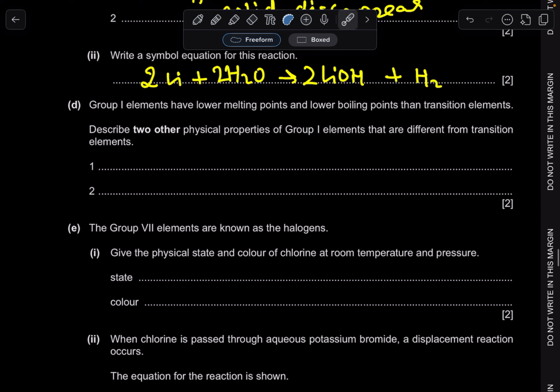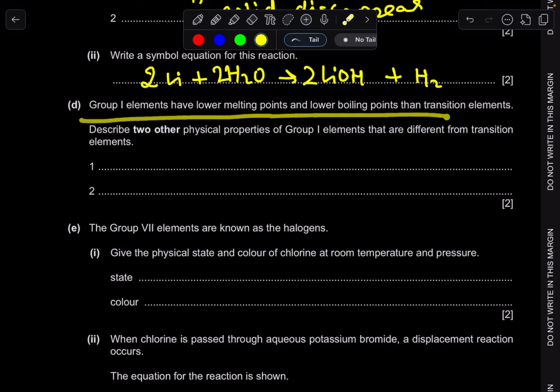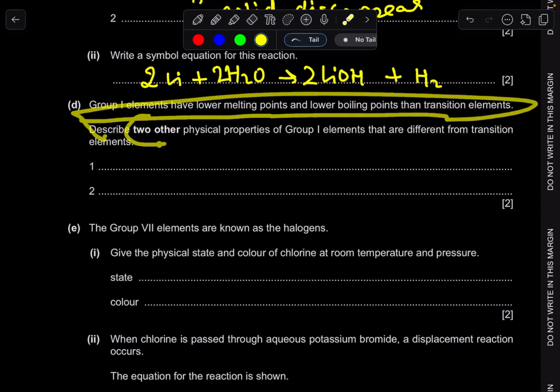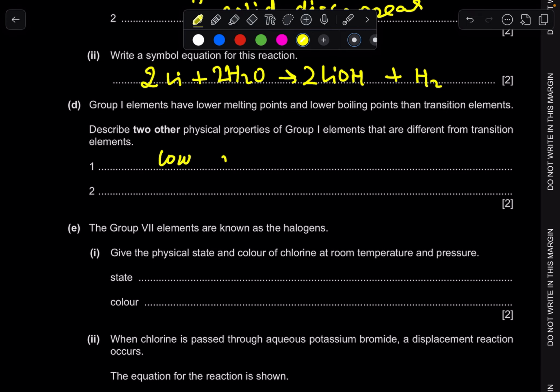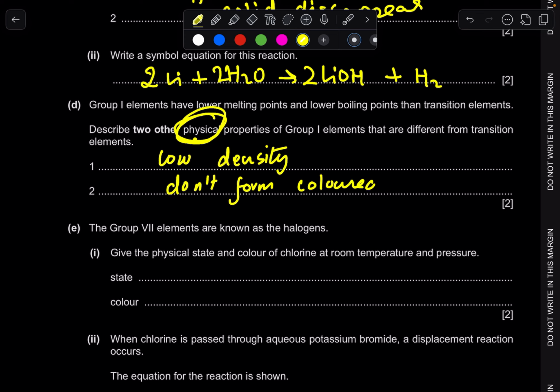Okay, group 1 elements have lower melting points and lower boiling points than transition elements. Describe 2 other physical properties of group 1 elements that are different from transition elements. They have a low density. Group 1 elements are going to float on water. And the other thing can be they have low melting points, low boiling points, and low densities. You have to consider physical properties. Should we consider catalyst? No. Let's consider that they don't form colored compounds, because you know that transition elements are going to form colored compounds.